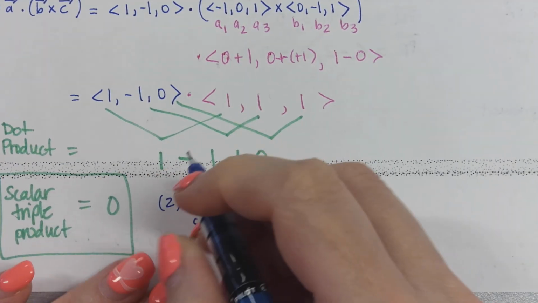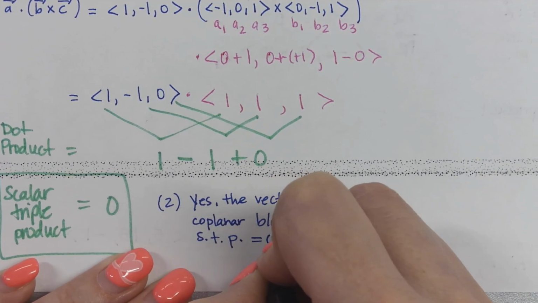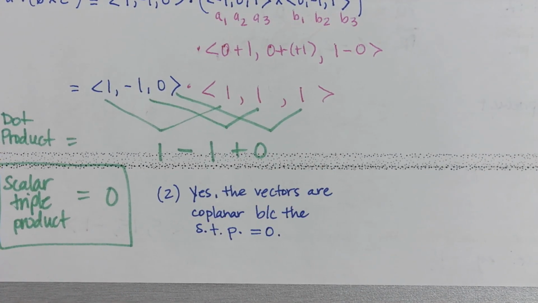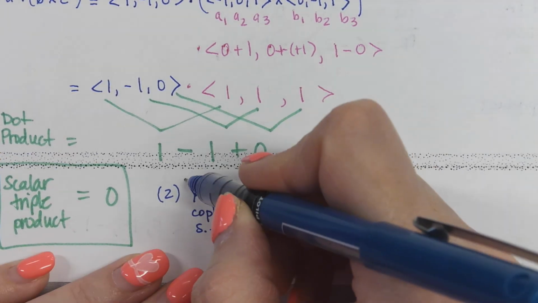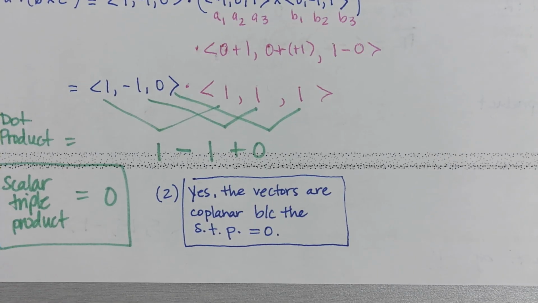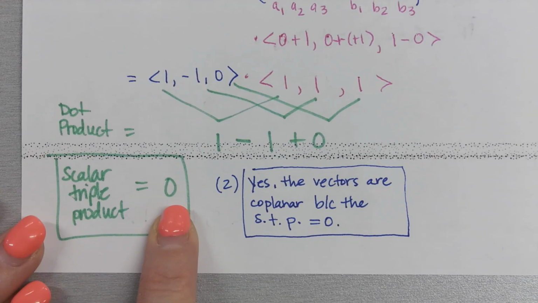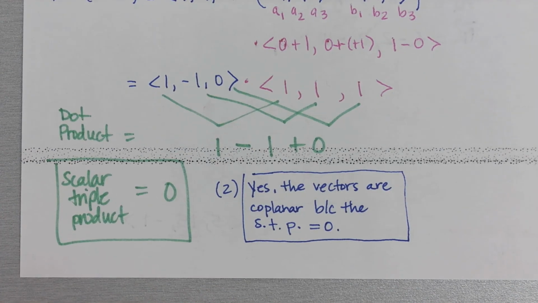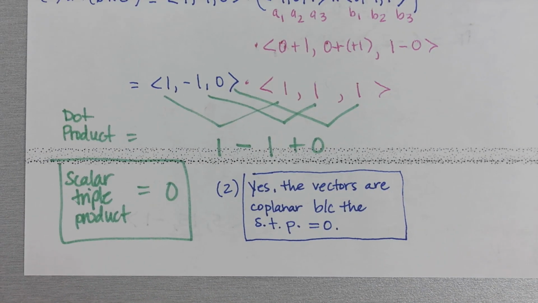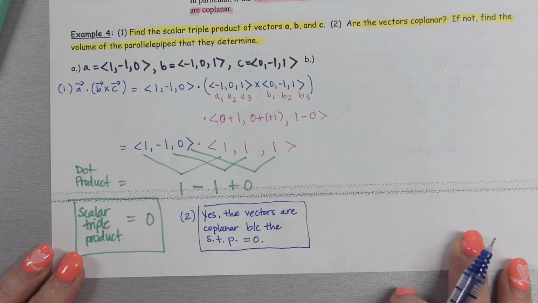Because the STP is equal to 0. The scalar triple product is equal to 0, so the vectors are going to be coplanar. And if you try to find the volume, the magnitude of 0 is 0, so the volume would be 0. And that means it would be coplanar.